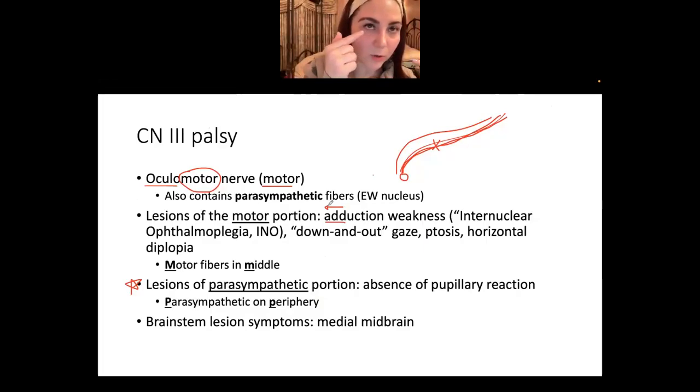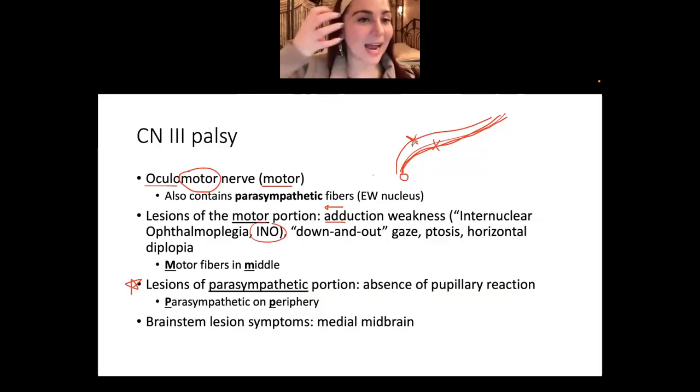Like you can't bring your pupil looking in to where your nose is on either side. So having this adduction weakness, they call this internuclear ophthalmoplegia, which is a ridiculous word. But internuclear ophthalmoplegia, or INO, again, I have a picture showing this, but again, you have issues with adduction of your eye. And a lot of the times when they say you lesion the motor portion of cranial nerve 3, you'll have a down and out gaze. Because again, the only thing now that's affecting it is abduction.